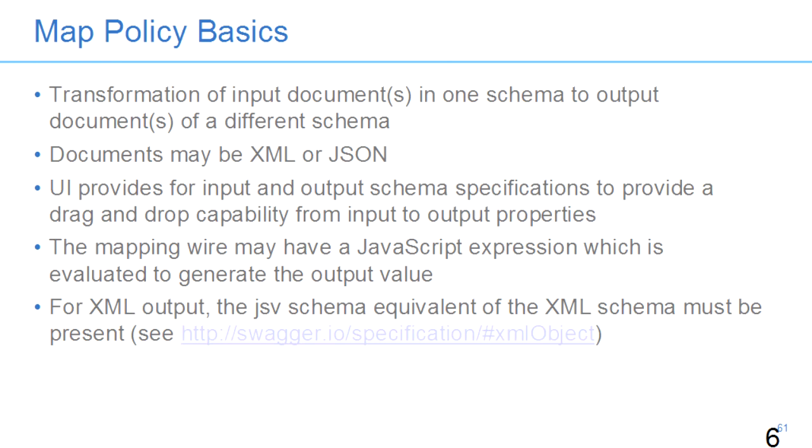For XML output, the JSV, this is kind of tied in with what Steve Groger was saying earlier. The JSV output is equivalent to the XML schema. It has to be present. I actually gave the link to the Swagger IO specification for the XML object.